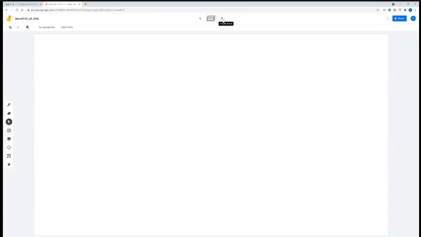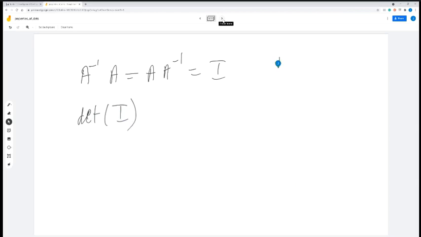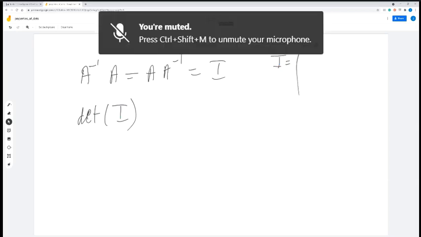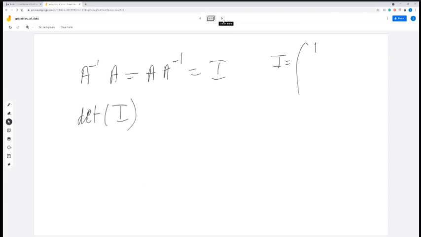Okay, so I remind you that a matrix A has an inverse such that A times A inverse equals A inverse times A, which equals the identity. By the way, what will be the determinant of the identity? The determinant of I. Okay. So let's remember, what is the identity? The identity is just the matrix which has ones on the diagonal, right? So let's say it's a 3 by 3, so 1, 0, 0, 0, 1, 0, 0, 0, 1.